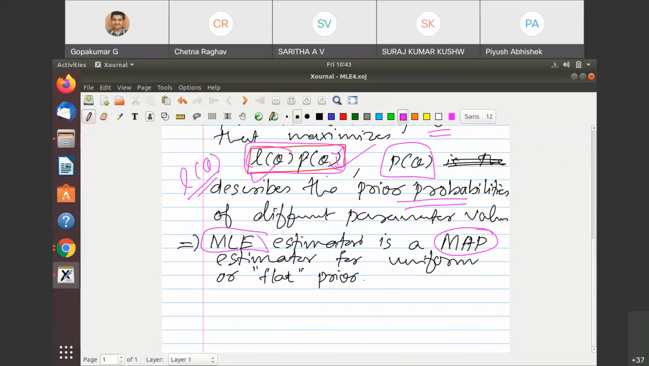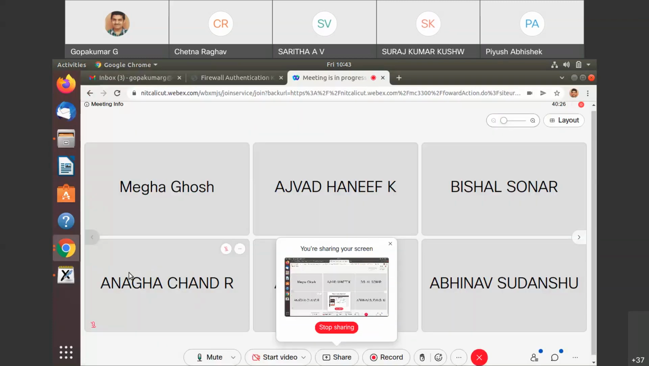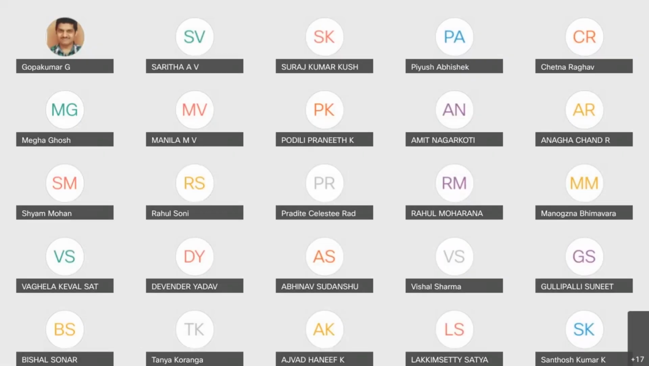Maybe another very closely related estimator of this kind utilizes the same principles. So that is about the maximum likelihood estimation.